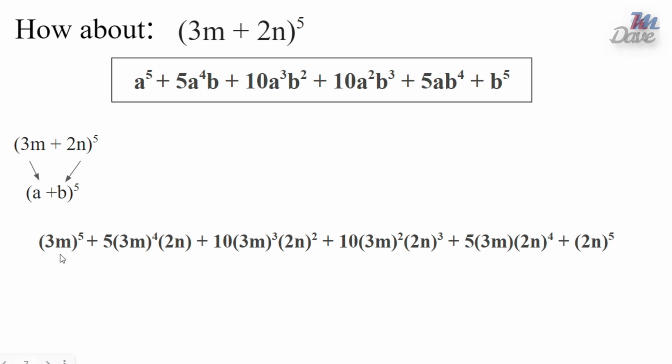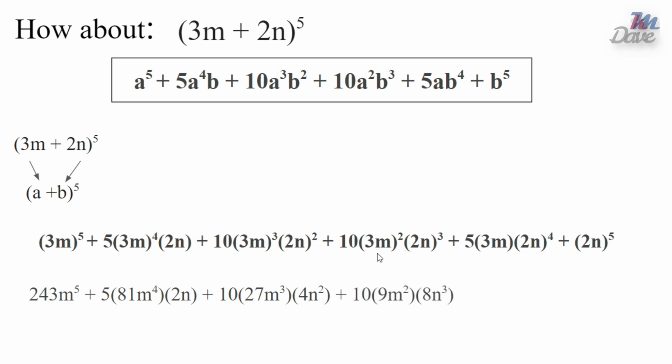The 3m raised to 5 will become 243m raised to 5, plus the 3m raised to 4 will become 81m raised to 4, and copy the 5 and 2n to both sides of 81m raised to 4, plus copy the 10 times the cube of 3m, which is 27m cubed, times the square of 2n, which is 4n squared, plus copy the 10 times the square of 3m, which is 9m squared, times the cube of 2n, which is 8n cubed, plus copy the 5, copy the 3m, then get the fourth power of 2n, which is 16n raised to 4, plus the fifth power of 2n, which is 32n raised to 5.